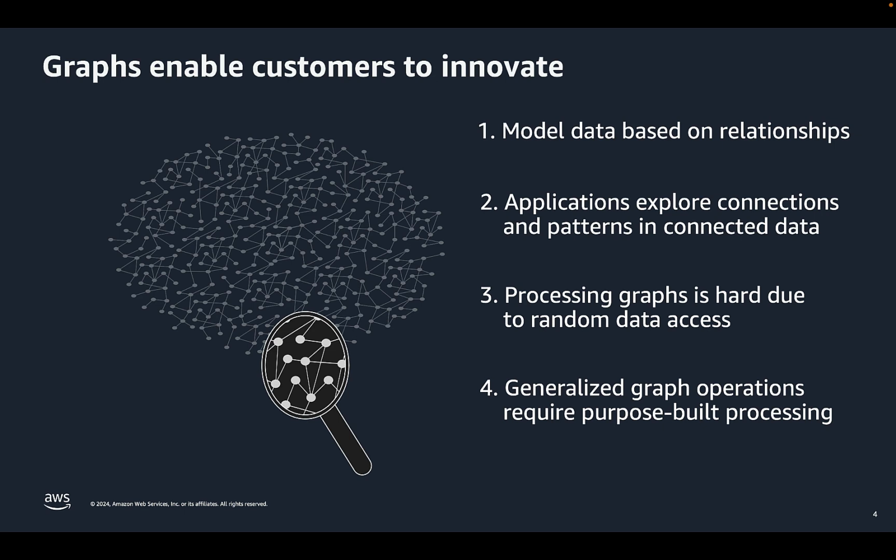In a graph, I want to be able to explore the relationships between business objects. I want to be able to represent them in a database and then traverse those relationships through queries. So that's what graph is all about. It's not easy to build a graph database. In particular, there are random data access patterns to contend with. So you need a purpose-built service to provide that capability.